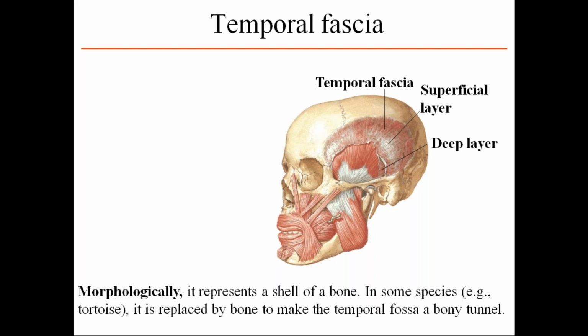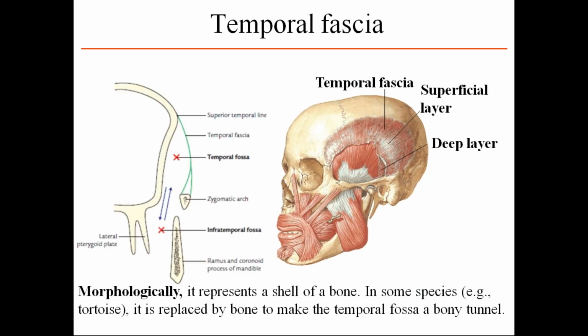So it forms a bony tunnel and covers the temporal fossa. Okay. So I think you're clear about the temporal fascia. So you can see the attachments here of the temporal fascia to the tips of the zygomatic arch. Okay, and you can even see the communication of the temporal fossa with the infratemporal fossa in this picture.